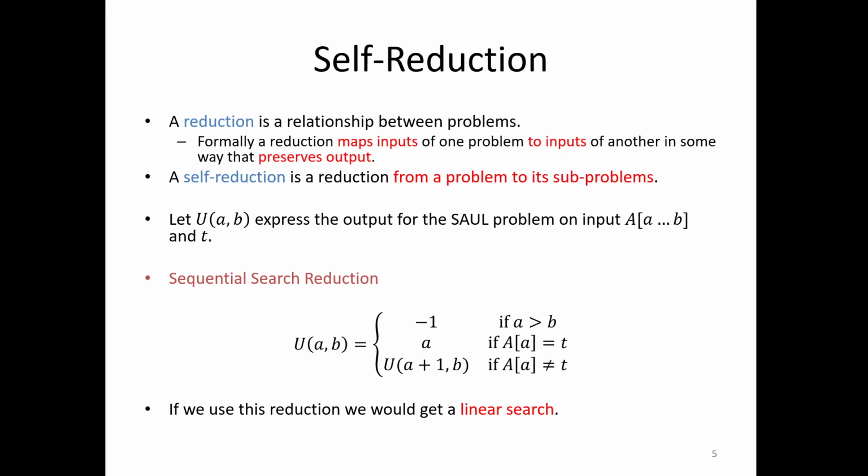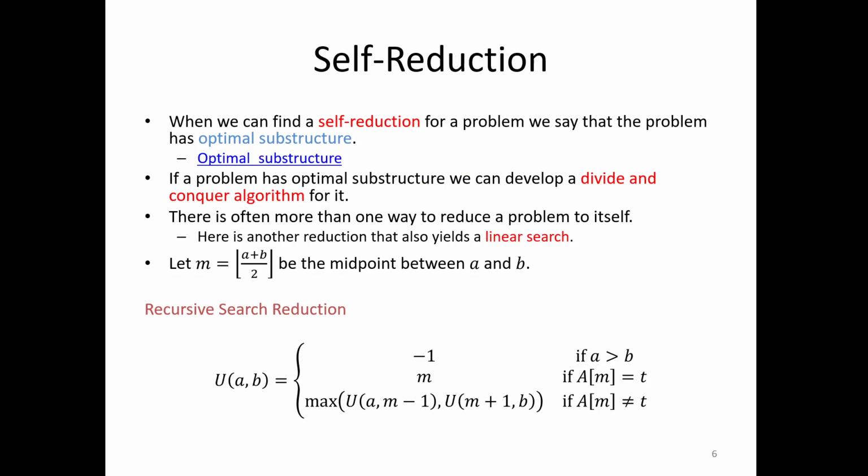But let's take a look at another problem here. So to continue, I wanted to reflect on what it means to find a self-reduction. If you find a self-reduction for a problem and you confirm it's correct, we confirmed it sort of verbally, we didn't prove it, but if you can confirm its correctness, then we say that the problem has what we call optimal substructure. And that means if a problem has optimal substructure, it has this relationship from the main problem to its subproblem, this self-reduction, then we can design a divide and conquer algorithm for it.